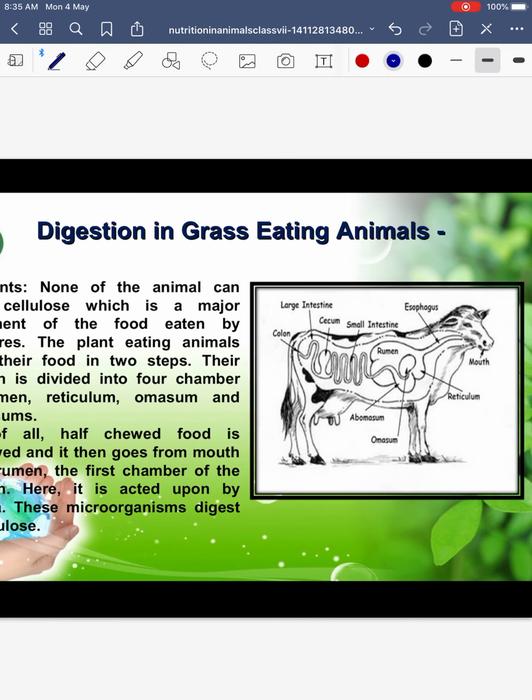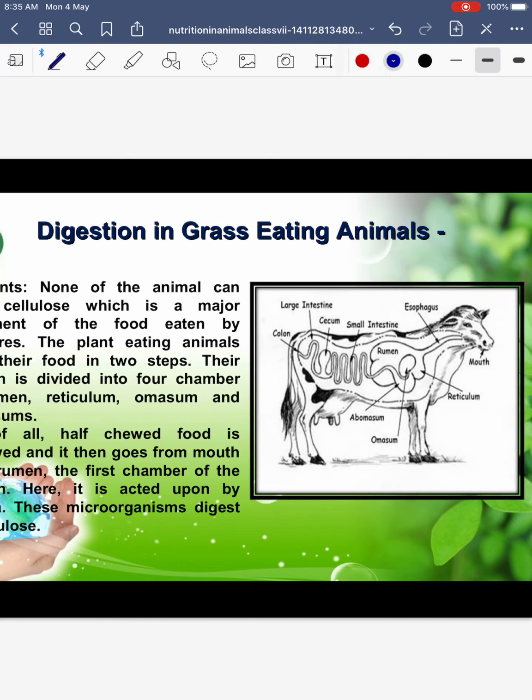Okay, so that was all about digestion in humans. It started from our mouth, from our buccal cavity. Then food passed to the pharynx. The pharynx is a common passage for food and for air. Then it passes through the esophagus to our stomach.